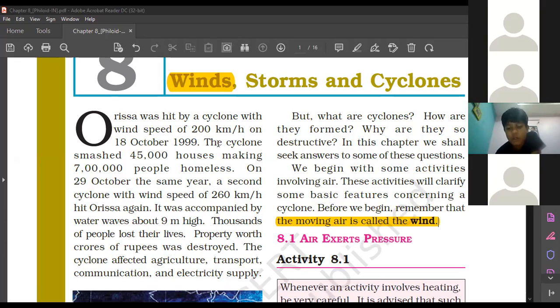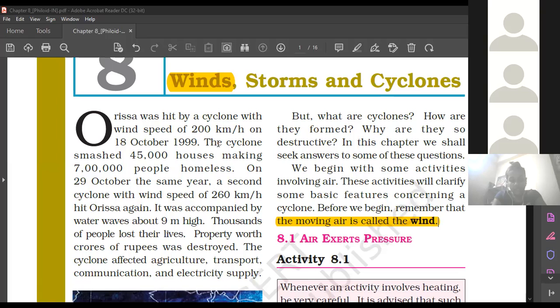First, tell me, how many of you studied this chapter in school? Raise your hands. Sir, we don't have this chapter in our textbook. Okay. What about the remaining people? Only two.